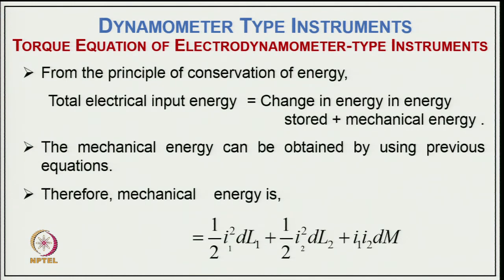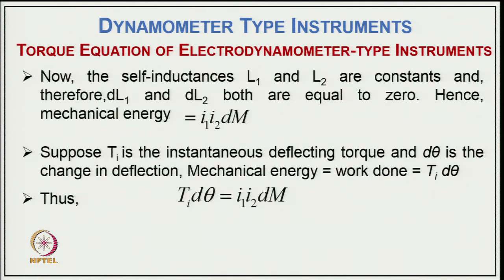Now, the electromagnetic torque will be found from the principle of conservation of energy. The total input energy will be the change in energy stored plus the mechanical energy. So, mechanical energy can be obtained using the previous equation. Therefore, mechanical energy equals half I1² dL1 plus half I2² dL2 plus I1 I2 dM. Now, the self inductances L1 and L2 are constant, hence dL1 and dL2 are both equal to 0, hence the mechanical energy will be I1 I2 dM.